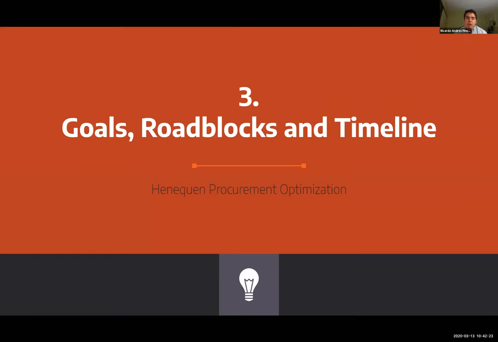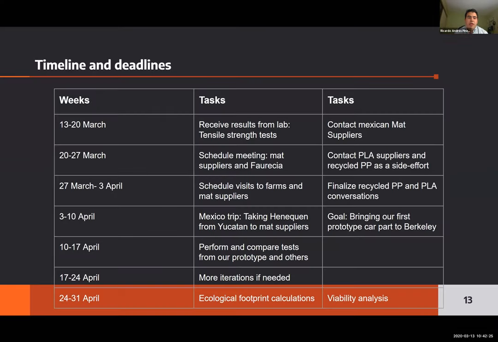Now I'm going to speak a little about the goals, roadblocks, and timeline. Our biggest roadblock is that we're having some trouble contacting Mexican mat suppliers, because even though we already have the contacts, they've never worked with henequen before. So they are being cautious about it, but this is what's going to happen in the next 2 weeks.